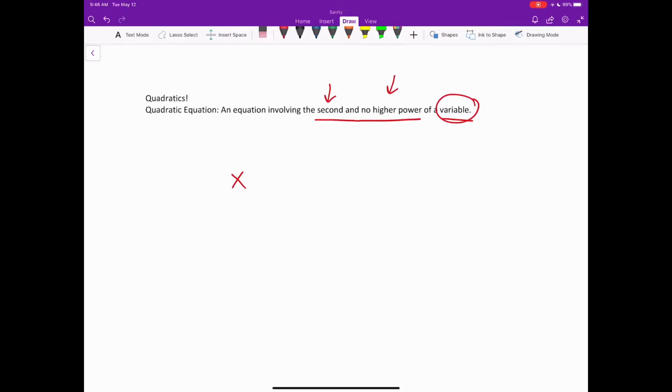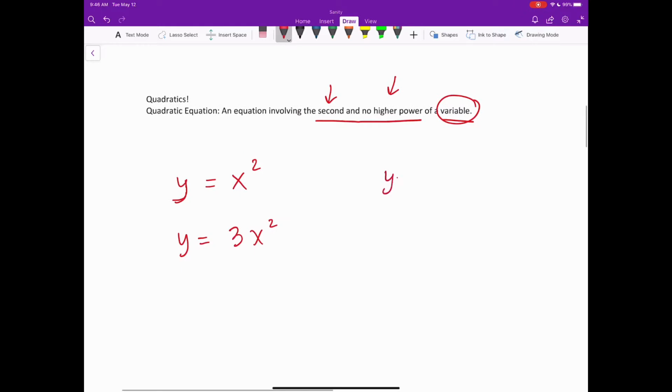So here is my quadratic equation. I could say y equals x squared. Let's give some more examples. Maybe y equals 3 times x squared. It's still a quadratic. Even though I'm multiplying by 3, I have a variable raised to the second power and no higher. What about y equals negative x squared? Well, this is really just like negative 1 times x squared. It's still considered a quadratic equation.